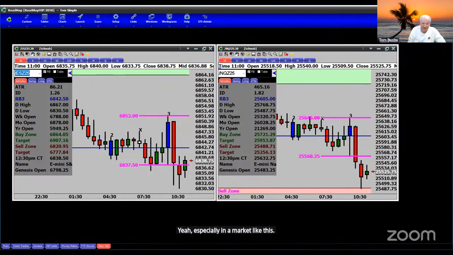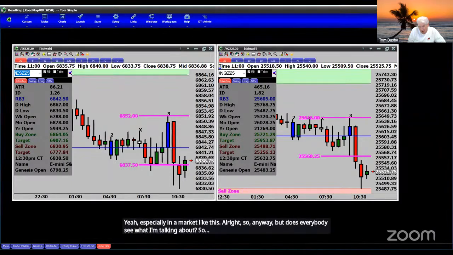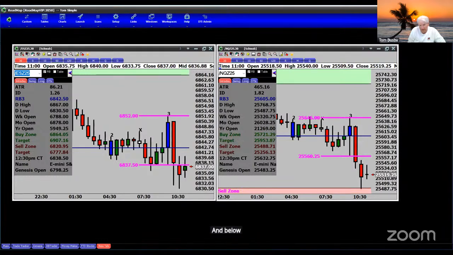All right. So anyway, does everybody see what I'm talking about? The market told me early on, below the day's open and below RB3, stand pat on trying to buy things in the market. Does everybody understand that? That's a very important sign.